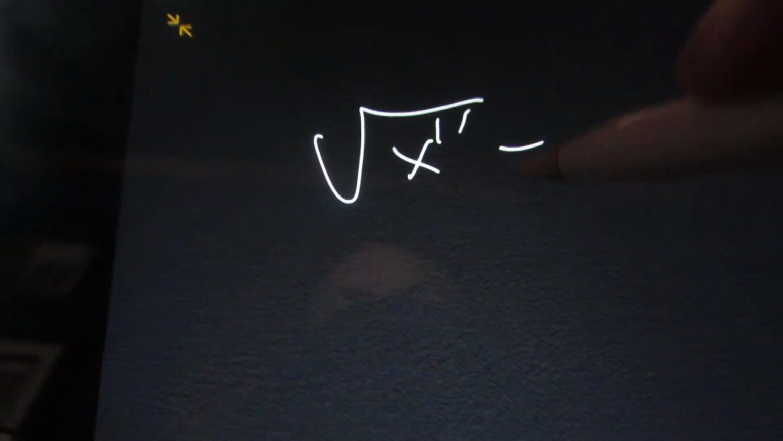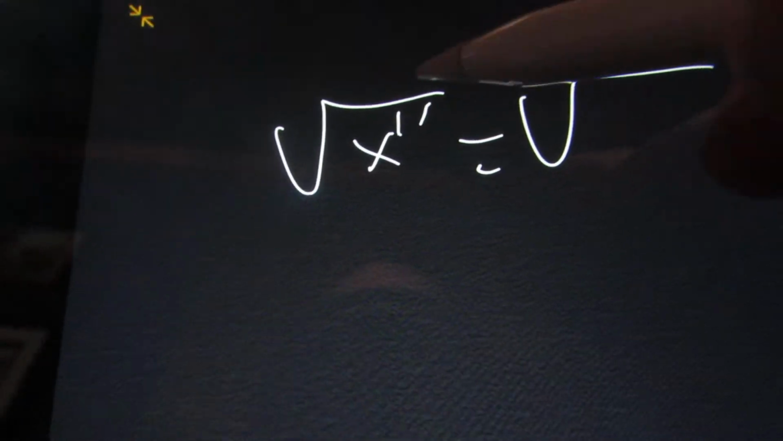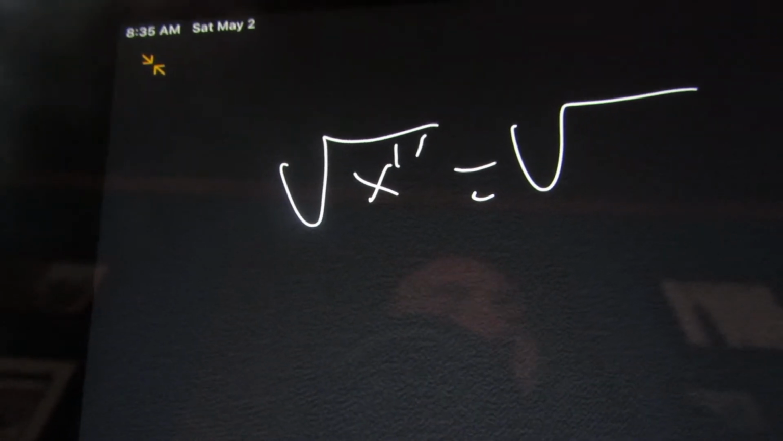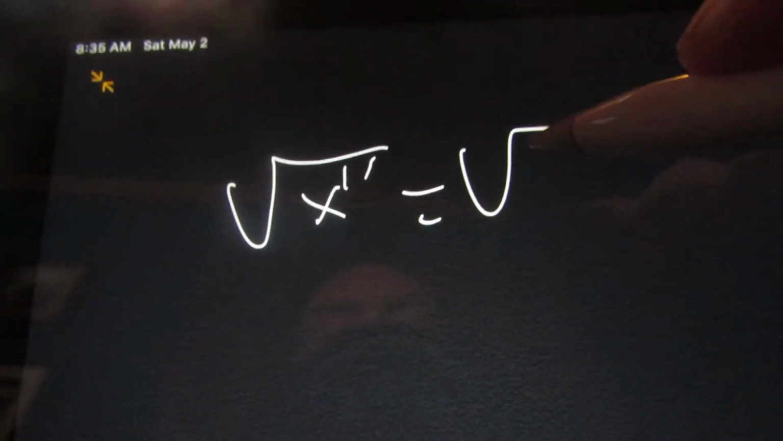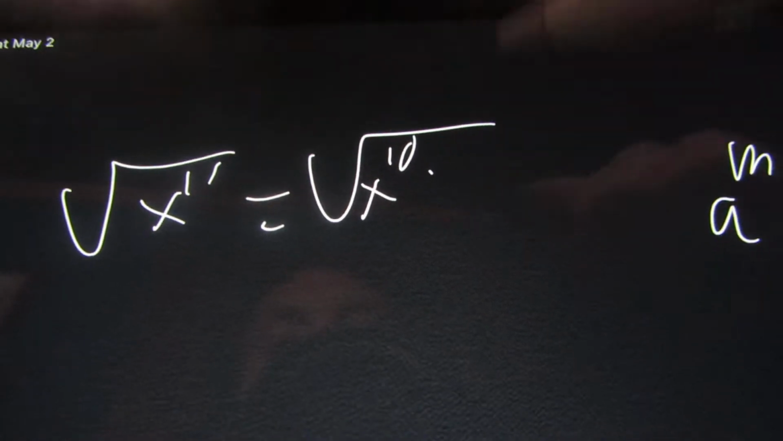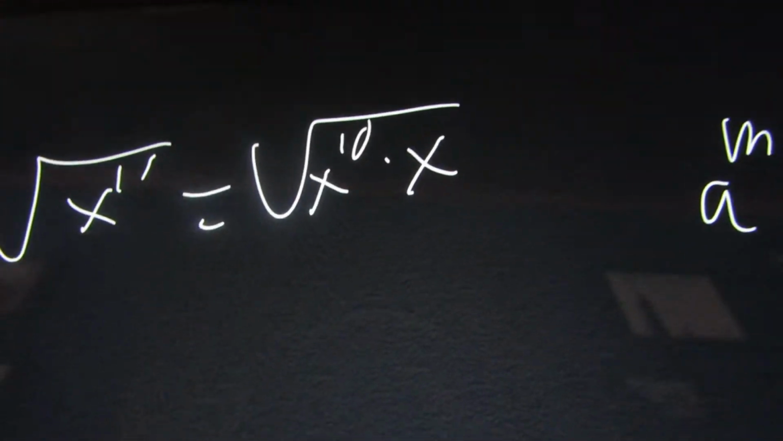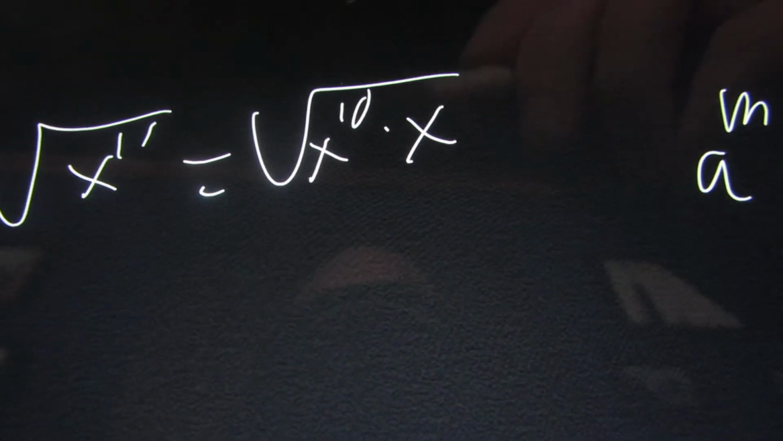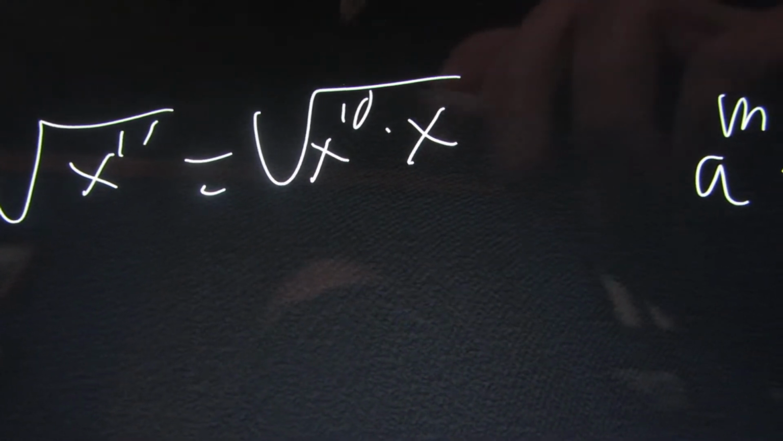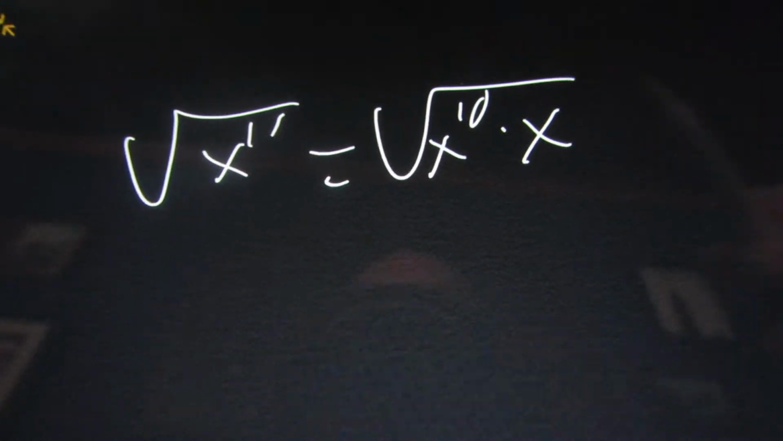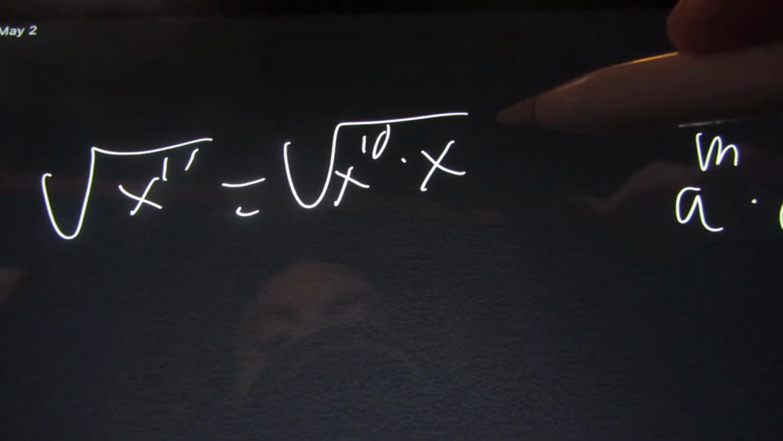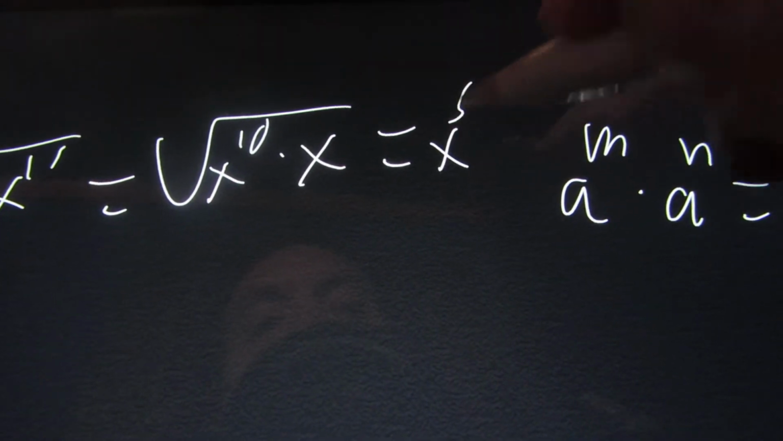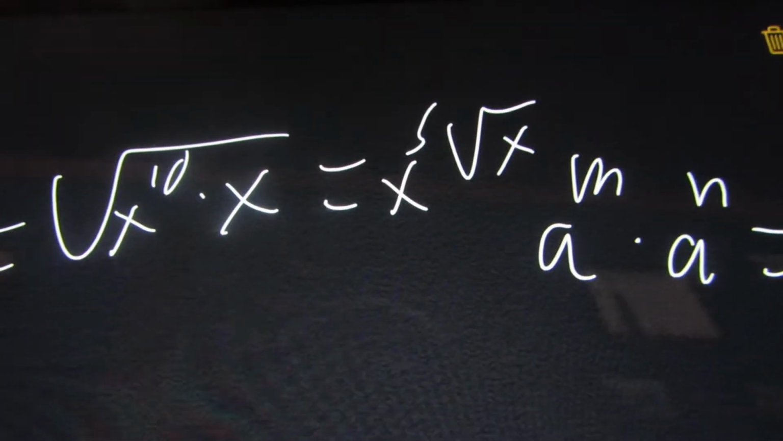So here, we're going to subtract 1 from the 11. And we're always going to subtract 1 from an odd exponent. So when we subtract 1, we're going to get x to the 10, and that's times x to the 1. Because x to the 10 times x to the 1 is the same as saying x to the 10 plus 1, which is x to the 11. So now we can take the square root of x to the 10 by dividing the 10 by 2, and we get x to the 5 times the square root of x.